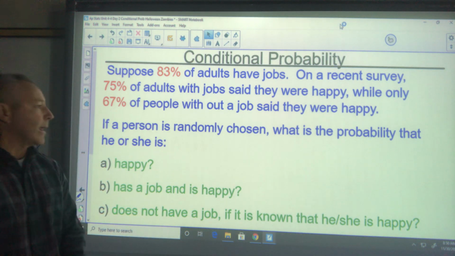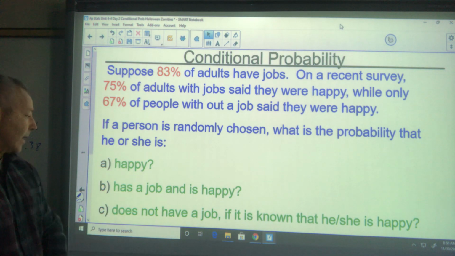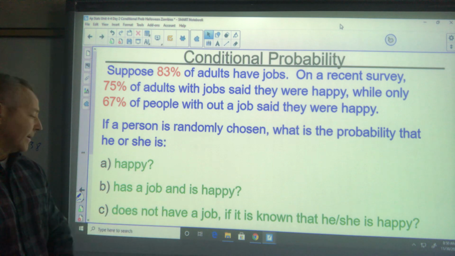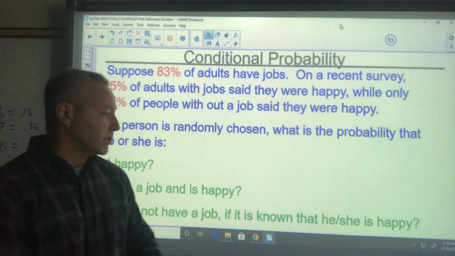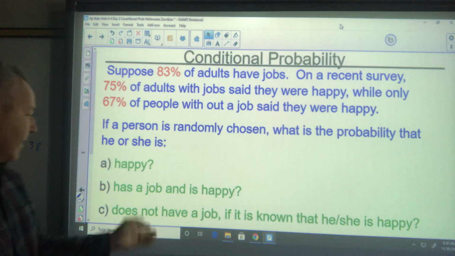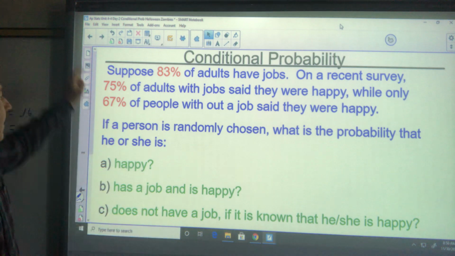If a person is randomly chosen, what's the probability that he or she is happy, has a job and is happy, and does not have a job, if it is known that he or she is happy? That's really no job given they're happy.